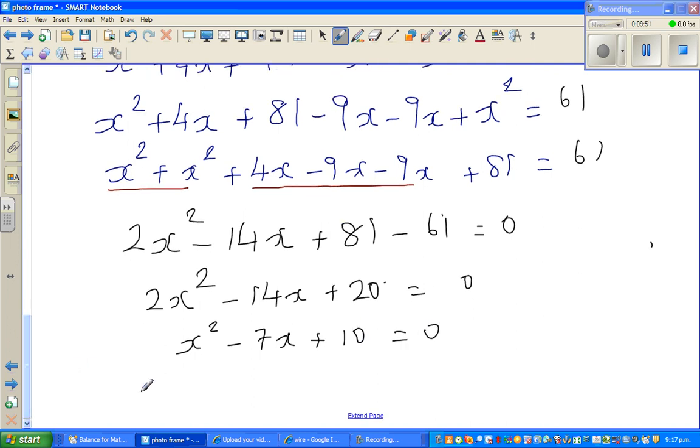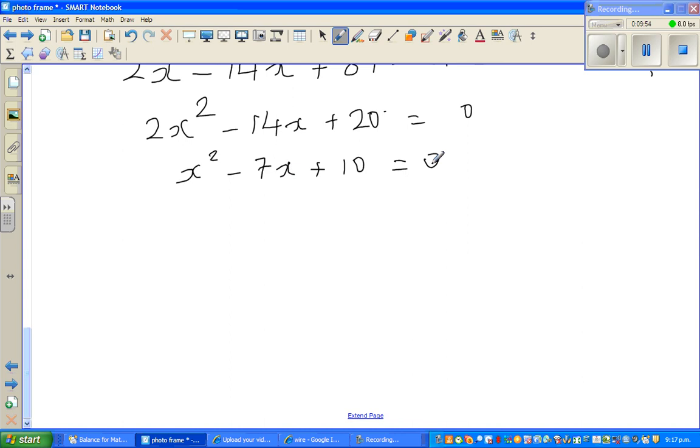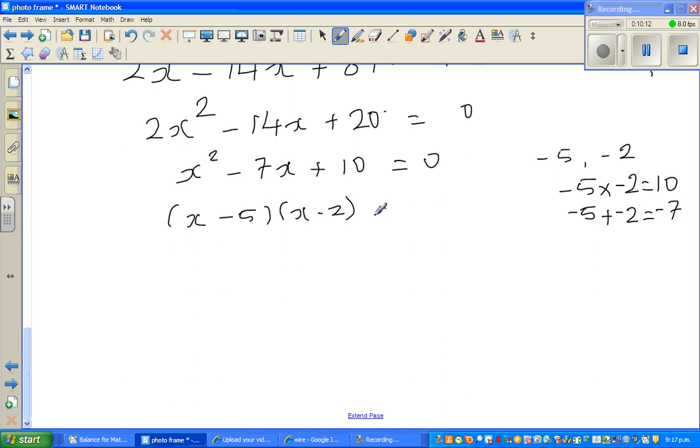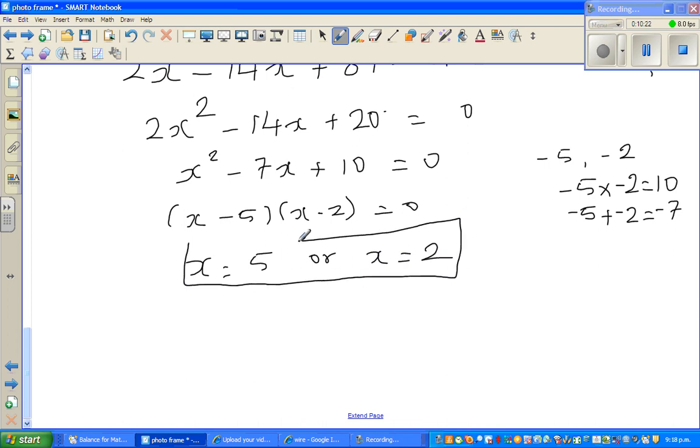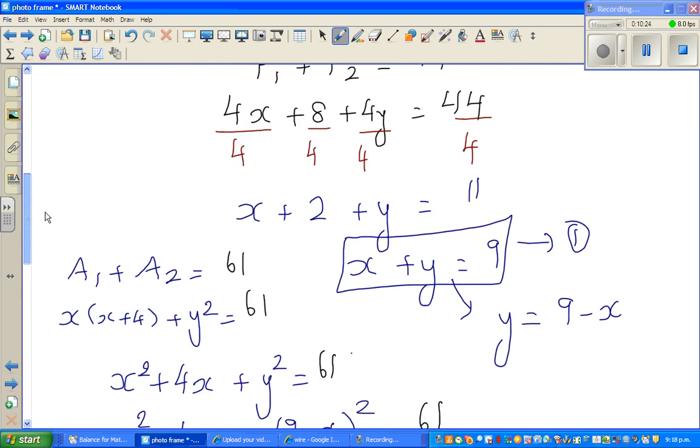Now the two factors of 10, which give you negative 7, are negative 5 and negative 2. Because negative 5 times negative 2 gives you 10, and negative 5 plus negative 2 is negative 7. So the factors are x minus 5 times x minus 2 is equal to 0. So x is equal to 5, or x is equal to 2. Both the answers are acceptable. So let's see how does that make sense.